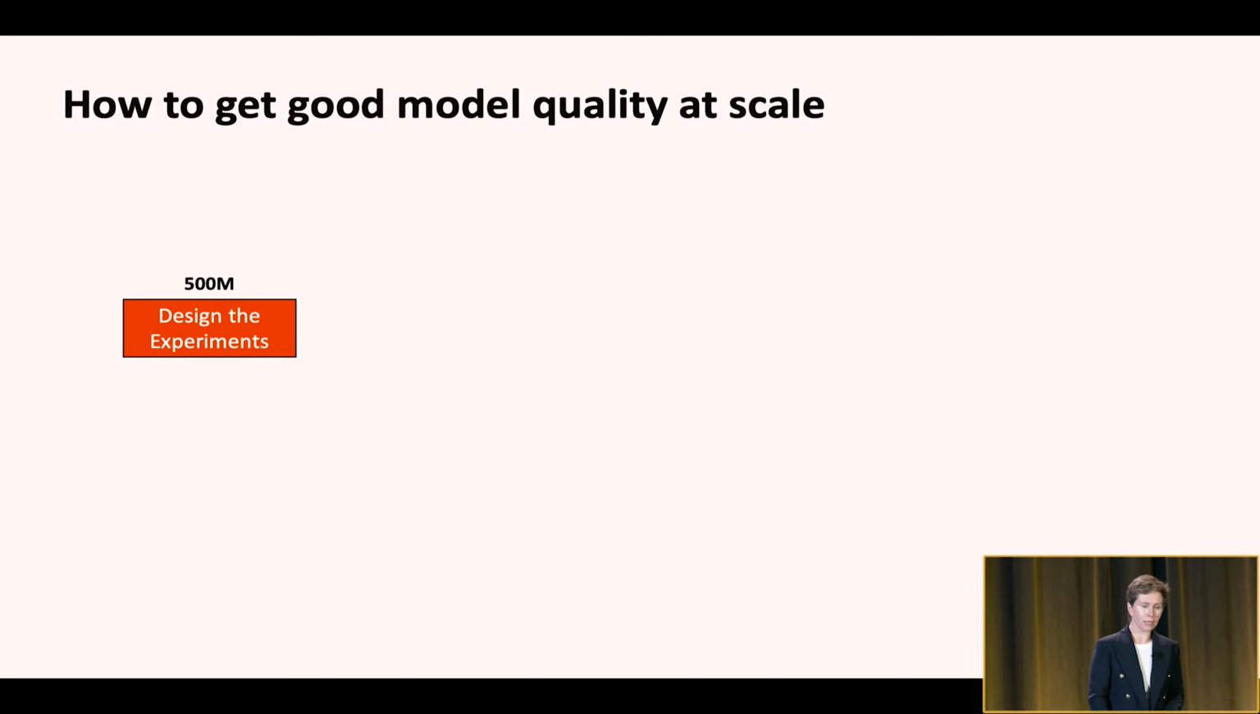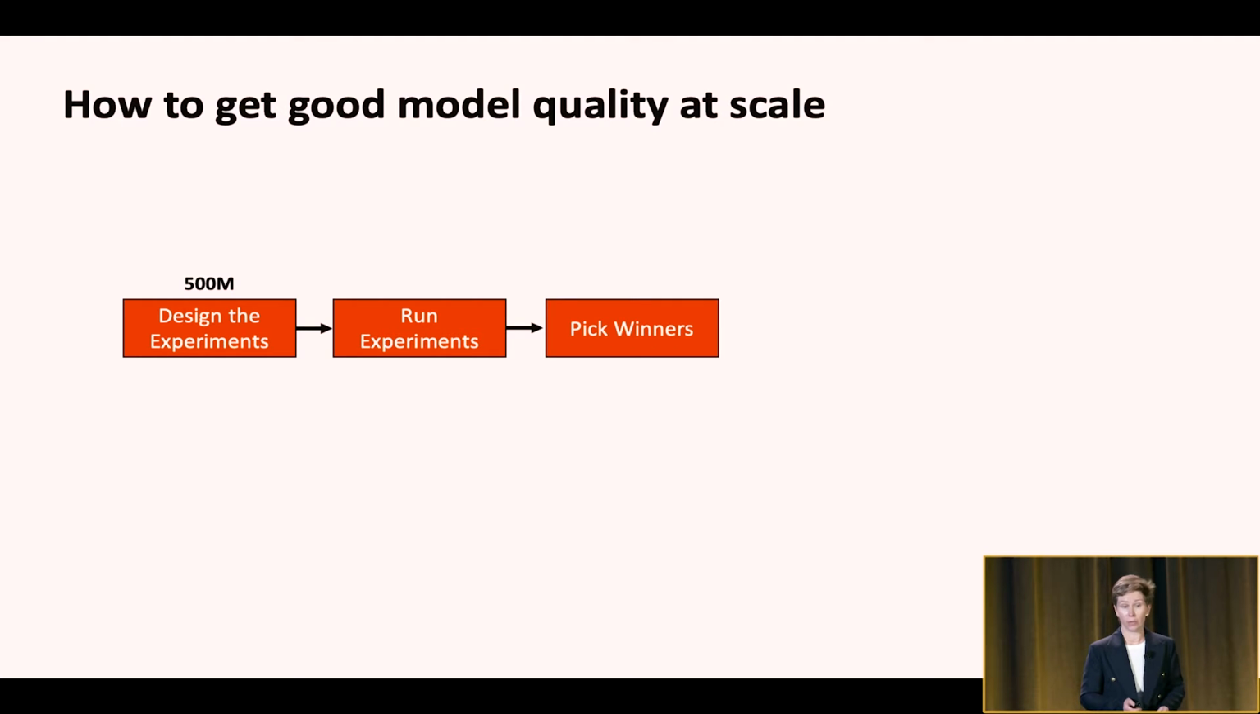How can you do that? You iterate a lot at a smaller scale. So internally, we design experiments at small scale. Here on the slide, I have 500 million parameters, but literally, we start even at a smaller scale. We run tons of experiments, pick the right hyperparameters. We use those small-scale experiments to predict the quality of a larger-scale model, and we iterate.